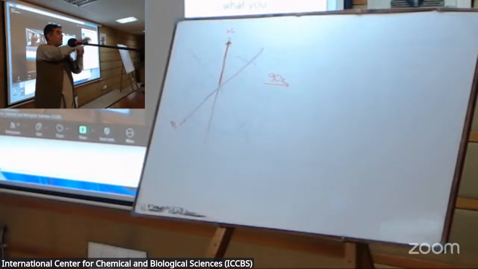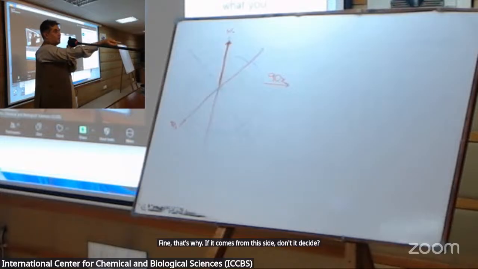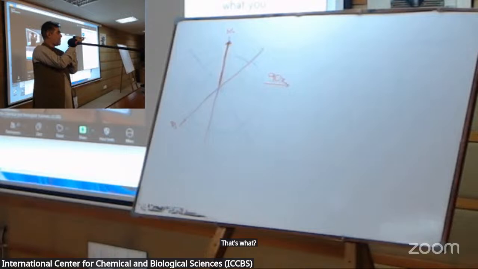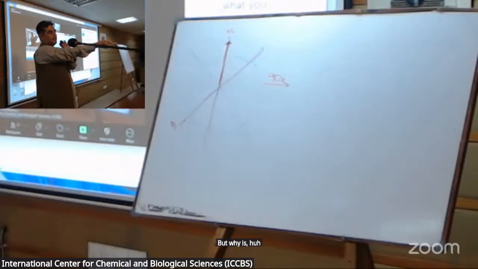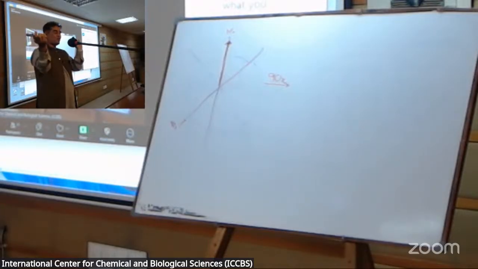Minus Y. If it comes from this side, what is this side? Plus Y. It comes from plus Y, it will move where? Clockwise, it will come to plus X. See, the movement is this. Clockwise. You can see there, you see the clockwise.